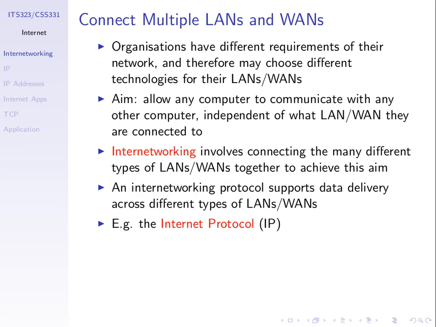So let's summarize what we've learned so far. Internetworking involves connecting many LANs and WANs together with the aim of allowing any computer on any network using any technology to communicate with any other. And the way they do that, they use an internetworking protocol. One part of that protocol is to define the address format.